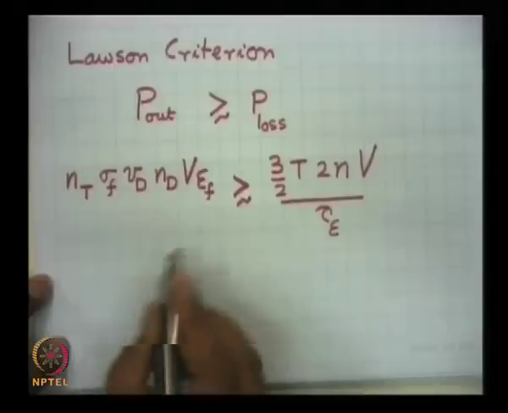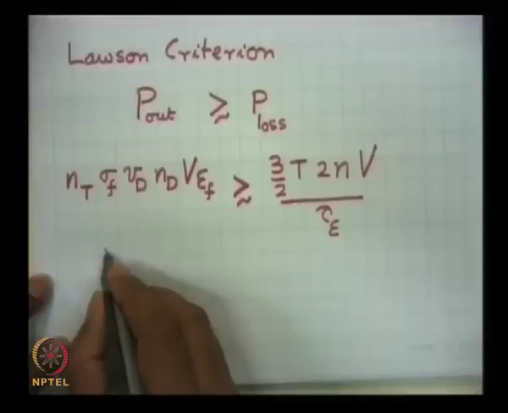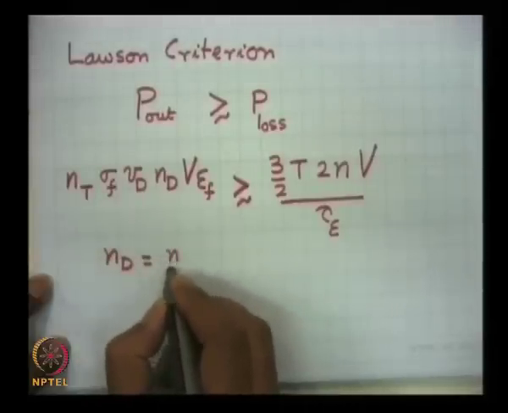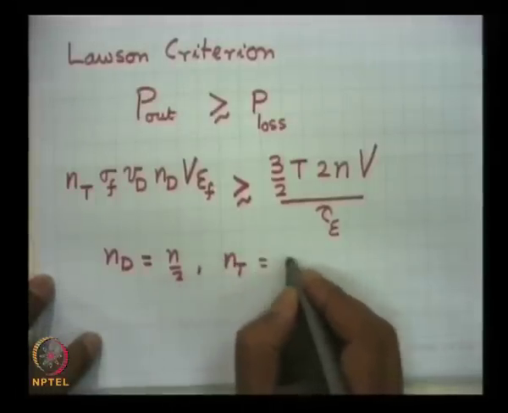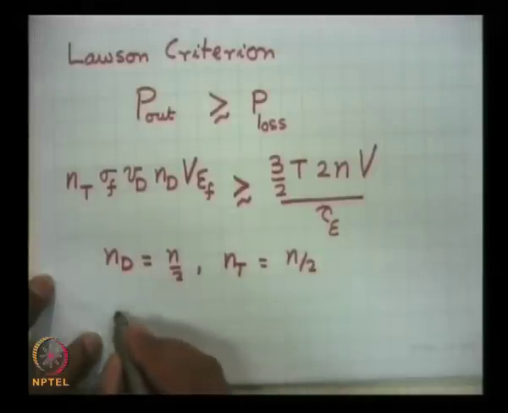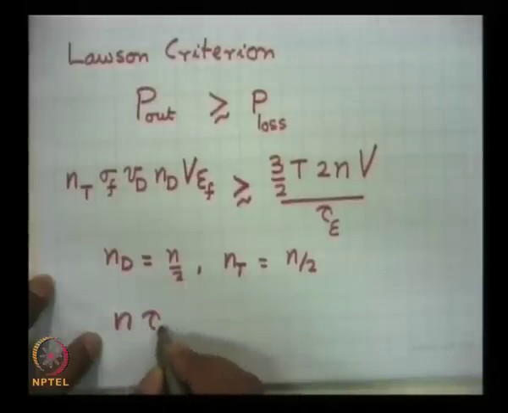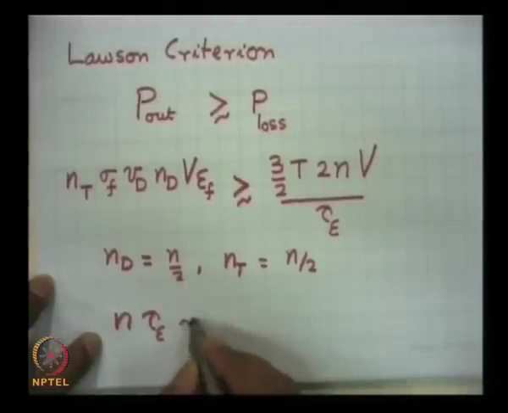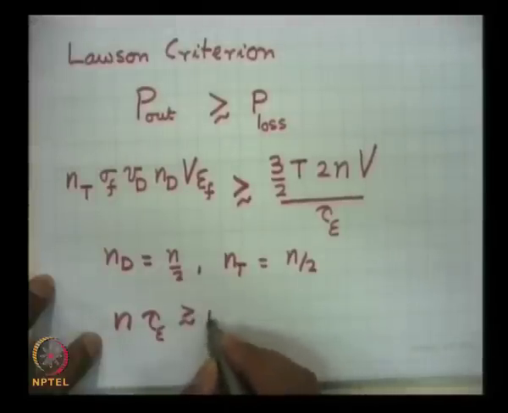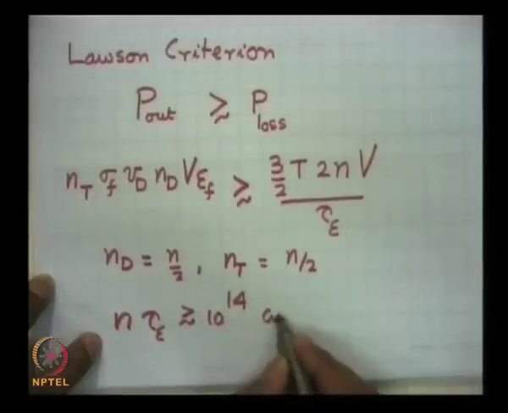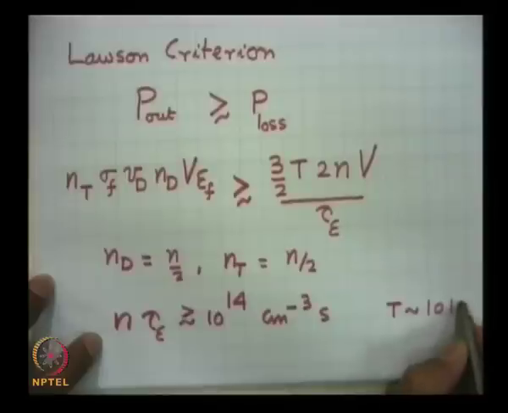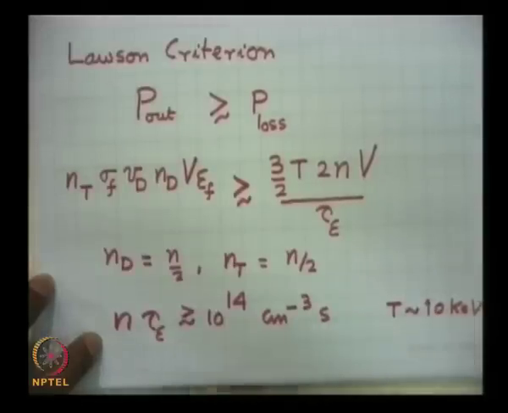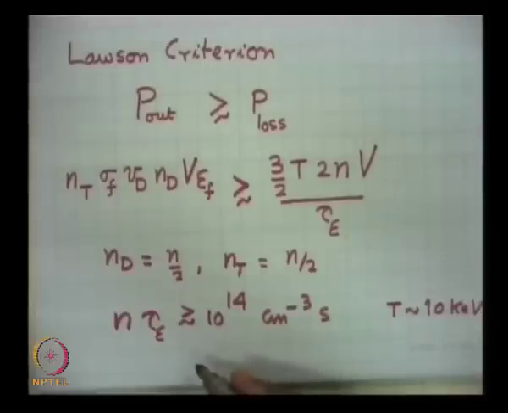And this gives you, if I take ND equal to N by 2, the electron density divided by 2, and NT also equal to the electron density by 2, then this inequality leads to the criteria that the product of density and energy confinement time should exceed, typically, of the order of 10 to 14 per centimeter cube times second at a temperature T of the order of 10 keV. So this is an important condition we should always keep in view.